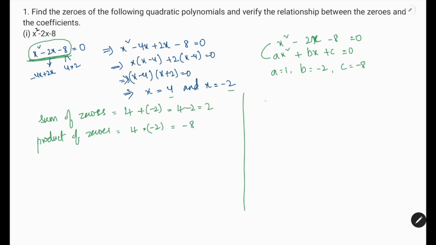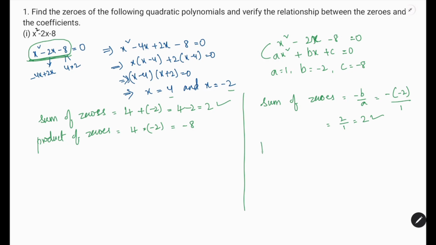Now here by using the formula, sum of zeros equal to minus b by a. b is minus 2. Minus of minus 2 by 1, 2 by 1 equal to 2. See here we got this both same.